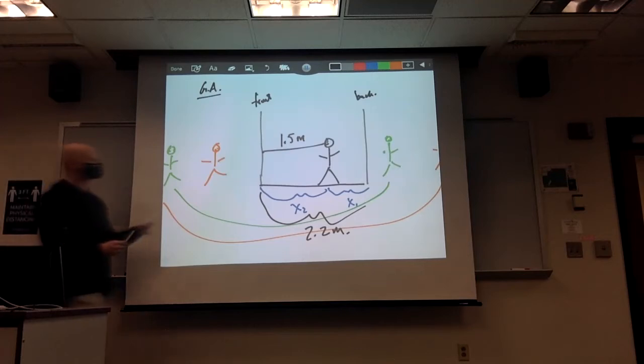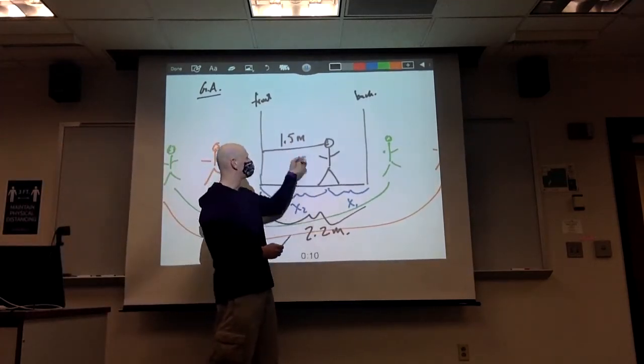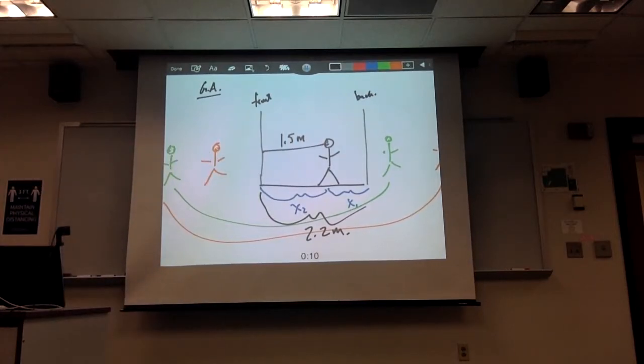Good. So in this case, x2, as I have written down here, is 1.5 meters, and then x1 is going to be 2.2 minus 1.5. That's going to be that distance. So the total distance is simply the distance equal to x1 plus x2, which you can call some other distance d. So good.